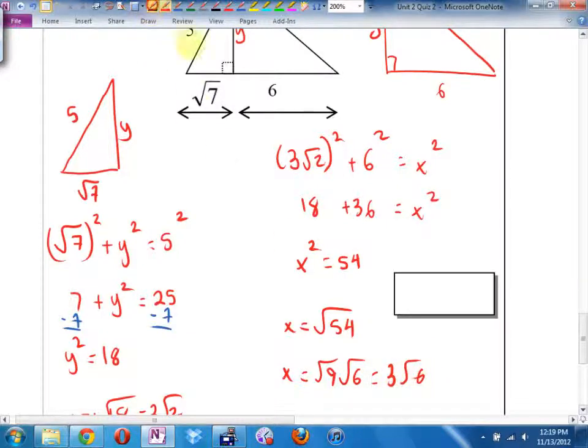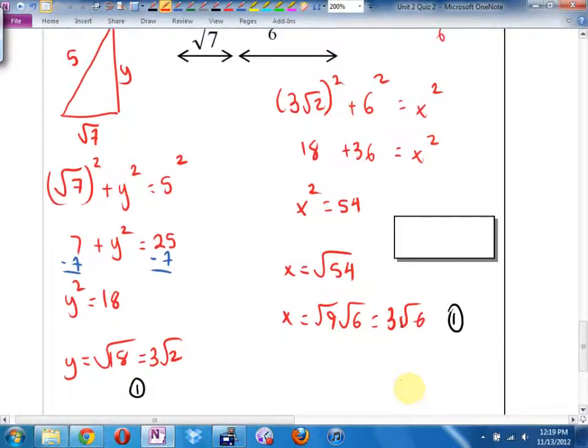If you have that, that gets you your second mark. Or if you got that, you get 2 out of 2, but I would give 1 mark if I saw the 3 root 6 final answer, 1 mark for the 3 root 2 if I saw that along the way.